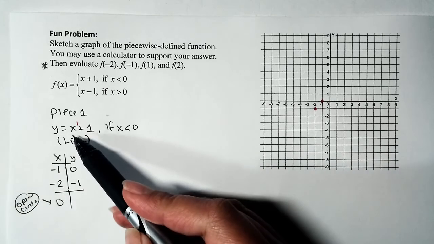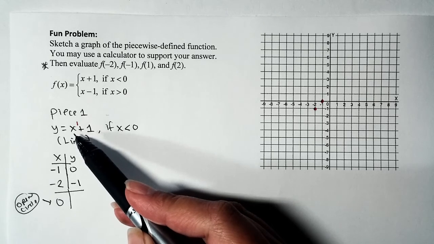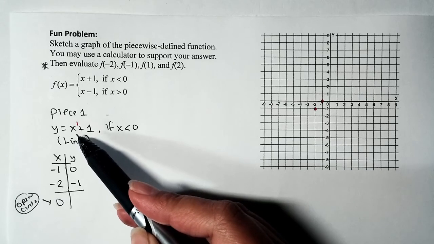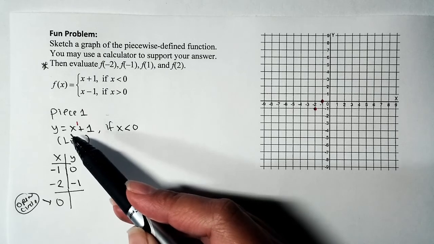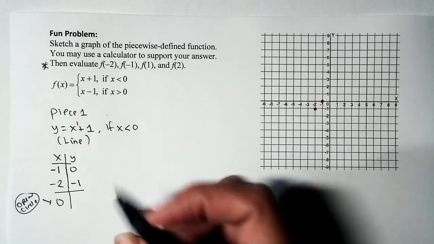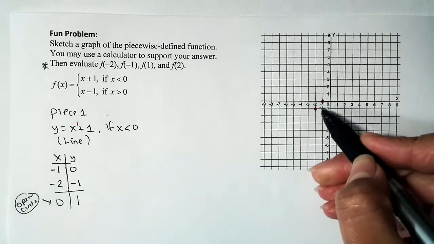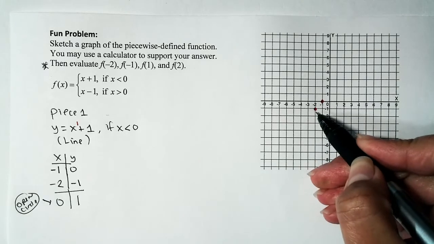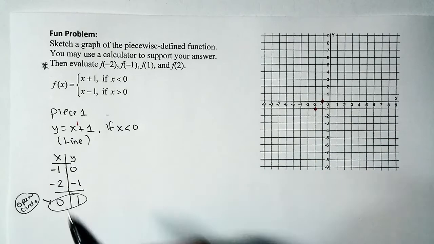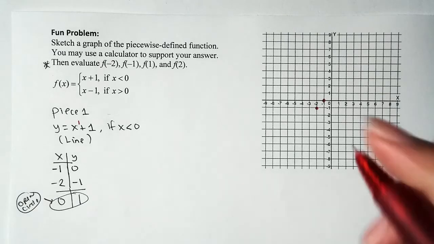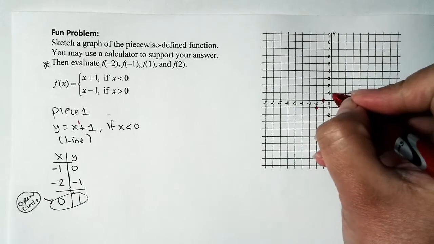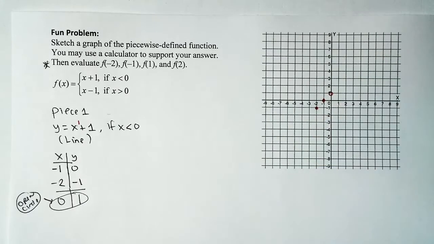So if x is 0, again 0 is not part of this piece, but we just want to know where would it be, so that way I have a sense of where to stop. Okay, so we have 0 plus 1 is 1. So we know that when we connect these 2 points, then this piece should stop at 0, 1. So let's go ahead and do an open circle at 0, 1, so we stay put and then go up 1 unit. And then we'll take a straight edge to do our points.